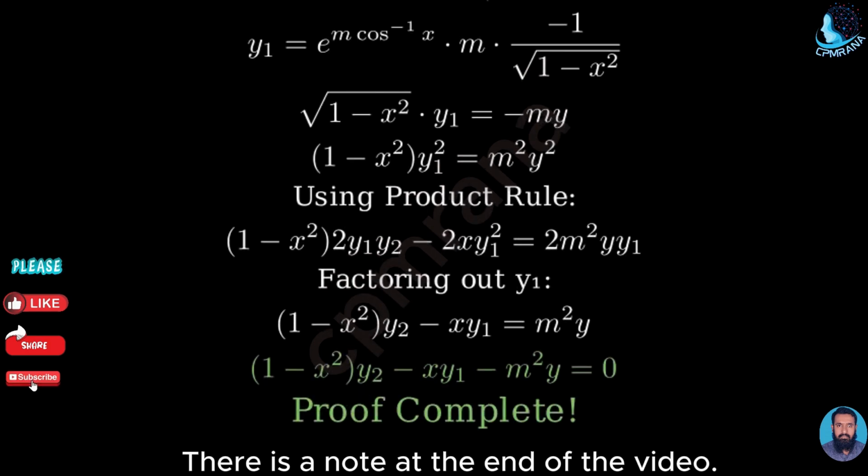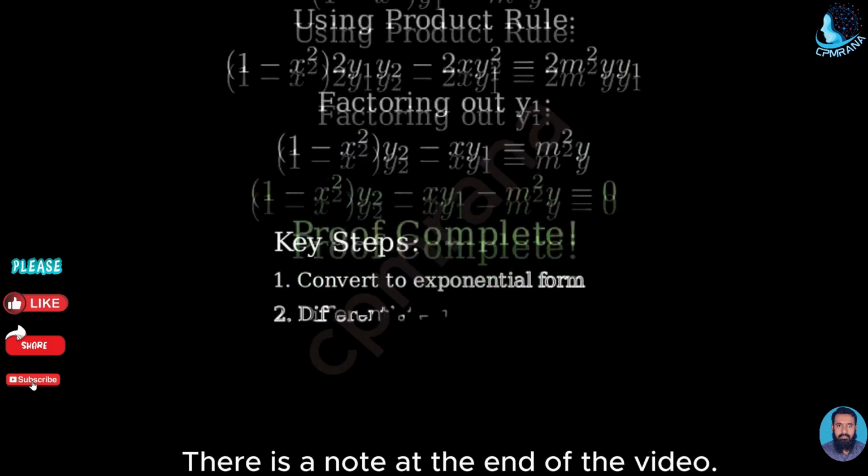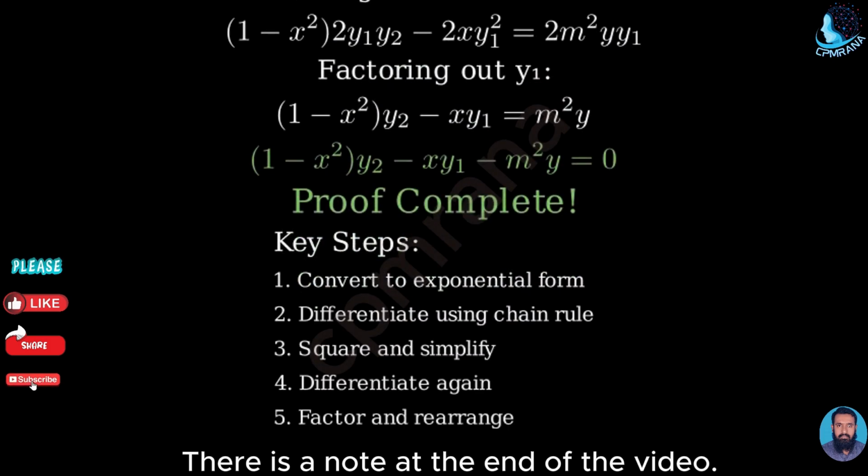And there we have it. We've proven what we needed to prove. This proof demonstrates the power of calculus in solving complex differential equations. We use differentiation, the chain rule, and algebraic manipulation to transform our initial equation into the required form.